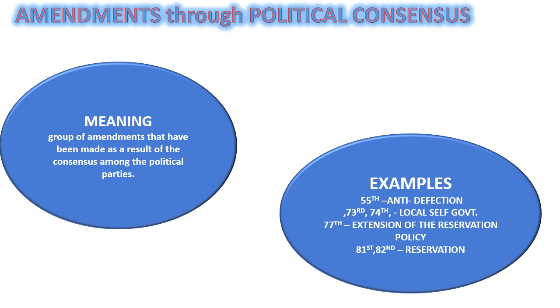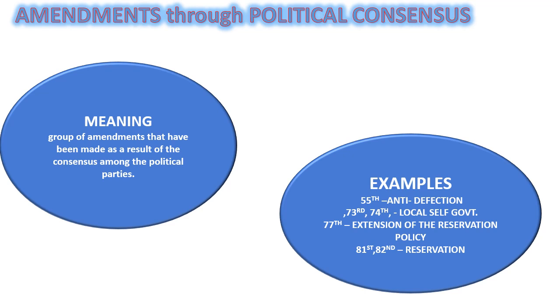The second category is amendments through political consensus. Now, this means that there are certain amendments on which political parties generally agree. They don't have any objection to it. They don't want any kind of detailed discussion. They are fine and they understand that these changes are important to be included in the Constitution.